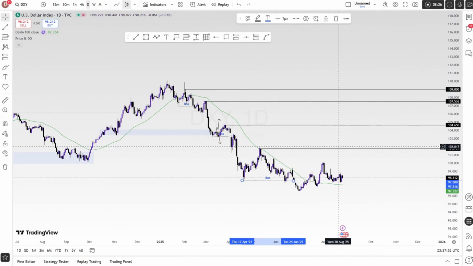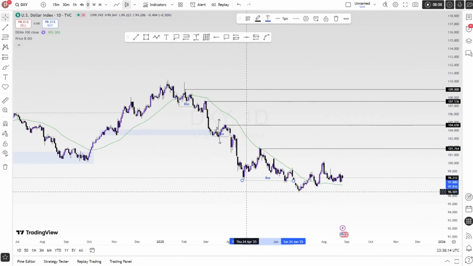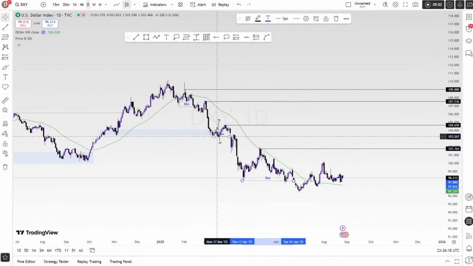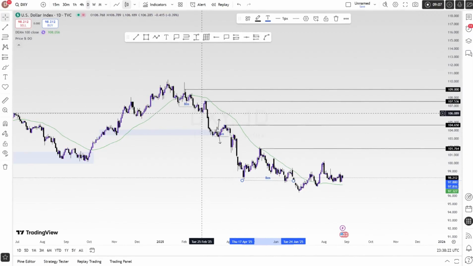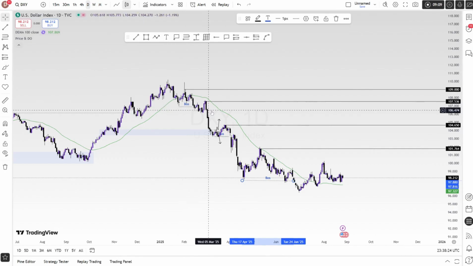Price might sweep this guy. People will say, okay, that's a change of character, but it might just be a liquidity sweep. Today, my focus is basically on market structure. We'll talk about liquidity in the upcoming videos. So, like I said, we have a swing high, a swing low, a swing high, a swing low, a swing high, a swing low, swing high, swing low.